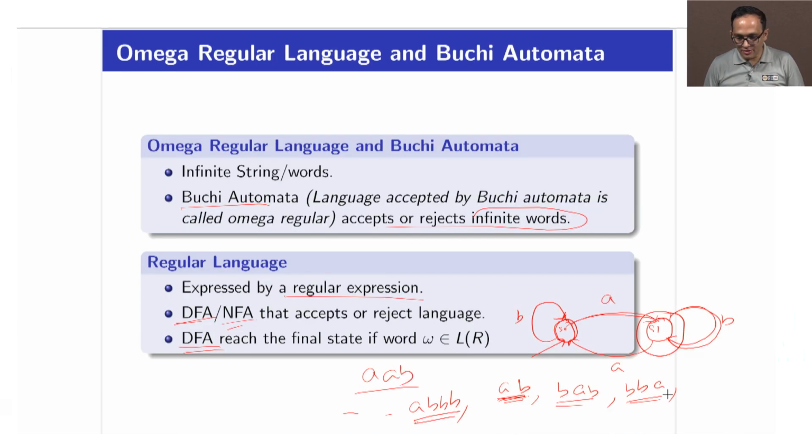Maybe, let us say you give A, B, so it will come here and then go here, and then it will remain here, right, AAB. So this AAB is not accepted by this automaton, right.